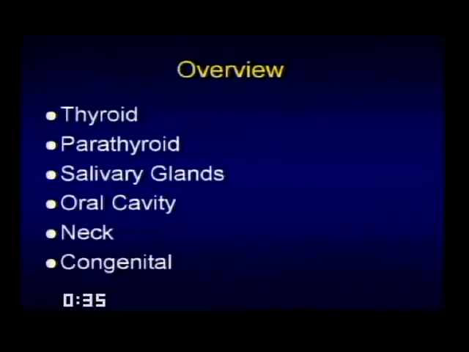First, I'll talk a little bit about thyroid and parathyroid disease. Now, I understand you're going to have some talk about this, I think, later in the week, but I will go over this detail as well. We'll talk about salivary glands, the oral cavity, the neck, and, of course, congenital abnormalities that you need to know about.